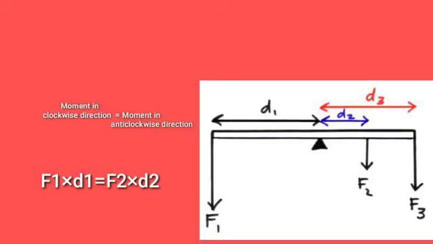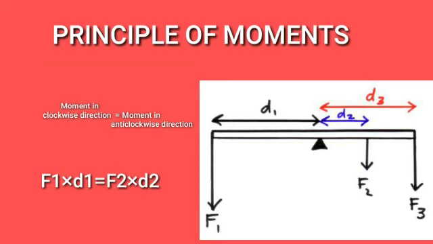Next we go on to the principle of moments. At equilibrium, the algebraic sum of the moments of all the individual forces about any point is equal to 0. From this illustration, we can say the principle of moments can be written as follows. Moment in clockwise direction is equal to moment in anti-clockwise direction. So, capital F1 into small d1 is equal to capital F2 into small d2. So, F1 into d1 is equal to F2 into d2. That is the principle of moments.